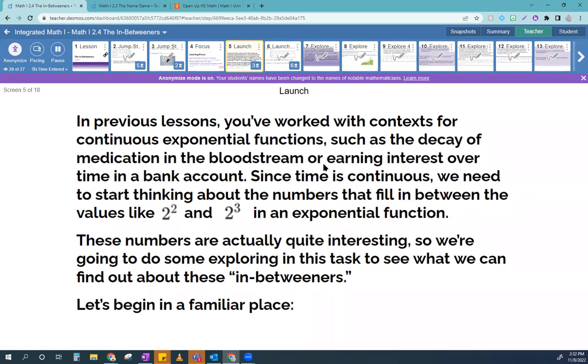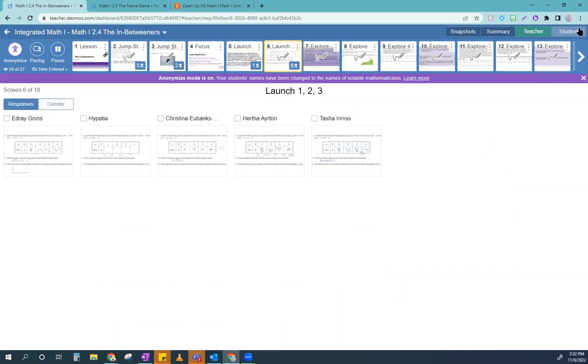Okay. So in previous lessons, you've worked with context for continuous exponential functions, such as the decay of medication in the bloodstream or earning interest over time in a bank account. Since time is continuous, we need to start thinking about the numbers that fill in the gap between 2 squared and 2 cubed, like 2 to the 2.5 or 2 to the 5 halves, right? Fractional as an exponential function. These numbers are actually quite interesting. So we're going to do some exploring in this task to see what we can find about these in-betweeners. Remember, we didn't have in-between people, like 1.2 people didn't make sense, but there are points in between here that do make sense, okay?